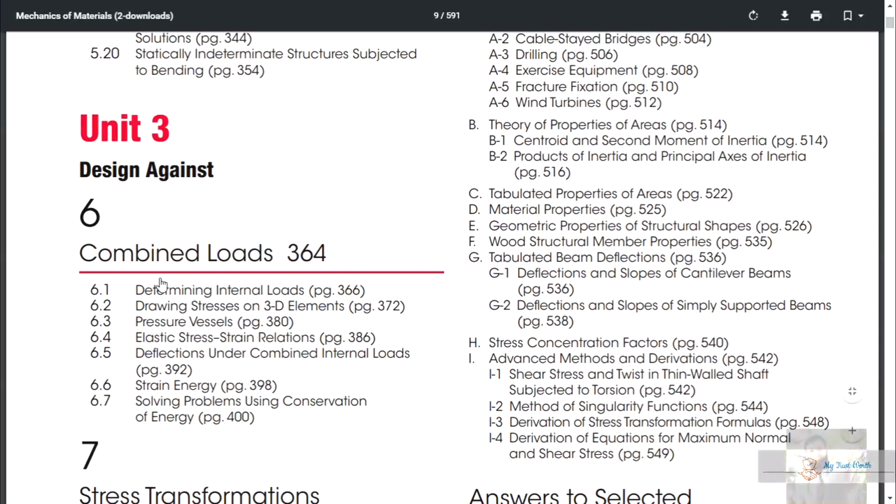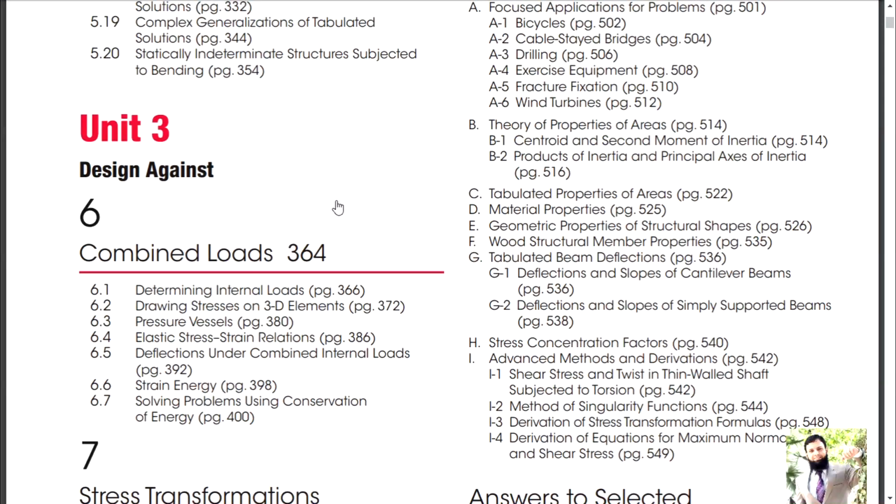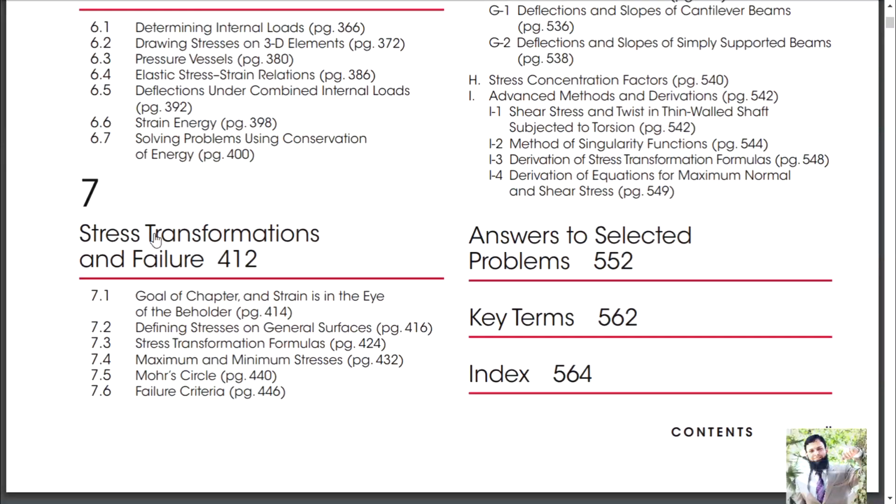And these are designed against combined loads. Mostly your structures and your elements are subjected to a very complex state of loads, and under combined loads how they will be designed, you will be studying in unit 3, chapter number 6. And determining internal loads, drawing stress on 3D elements, pressure vessels. Pressure vessels contain thick wall cylinders and thin wall cylinders. Elastic stress strain relationship, deflection, strain energy, and so this chapter number 7 is our major concern.